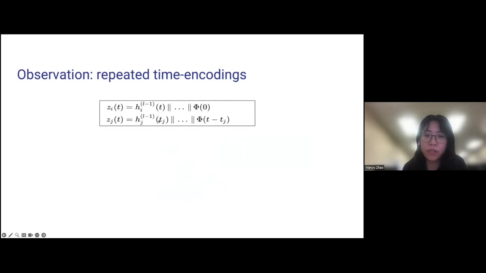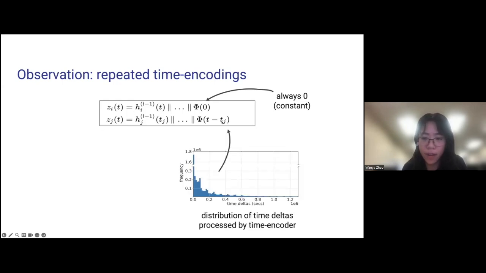Our observation here is related to time encodings. For this, we return to these two equations here. We see that the first phi function is always computing on a constant 0 because we are computing the time delta on the target node and its attached edge. So the timestamps for that node and the edge is the same.